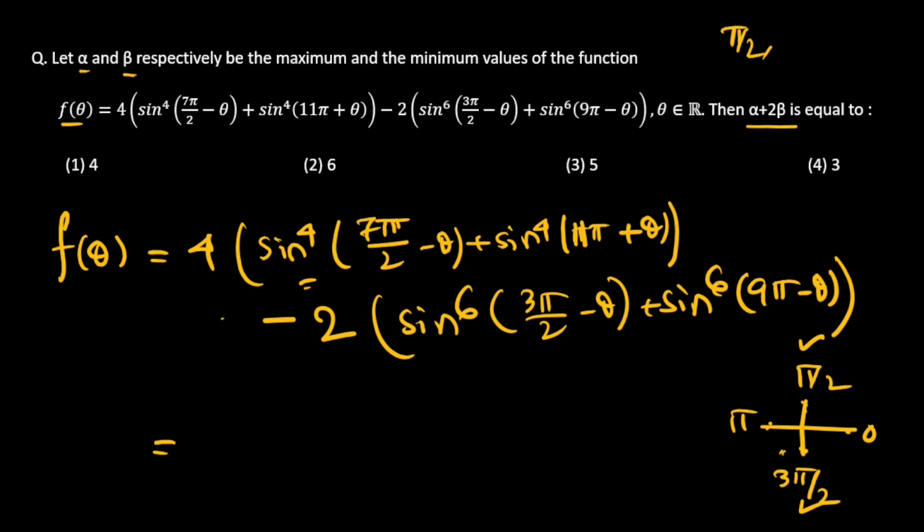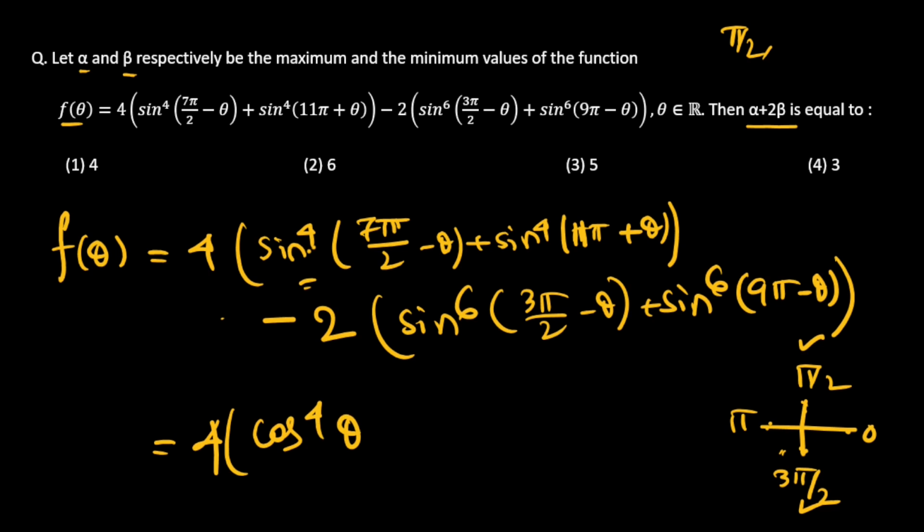So that means this quadrant, the sign is negative, but the power is 4. So sine changes to cos, and there is a minus sign also, but with power 4 the minus sign will vanish. So that is 4 times cos to the power 4 of theta. The second thing is sine to the power 4 of (11 pi plus theta).